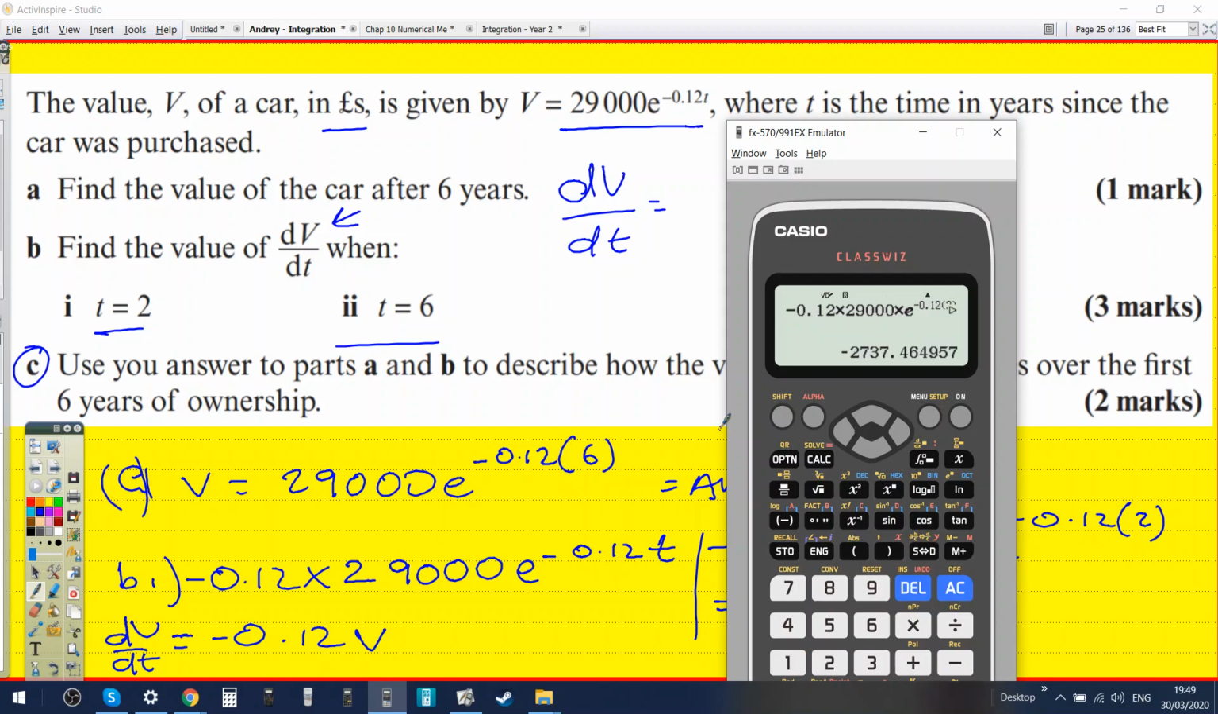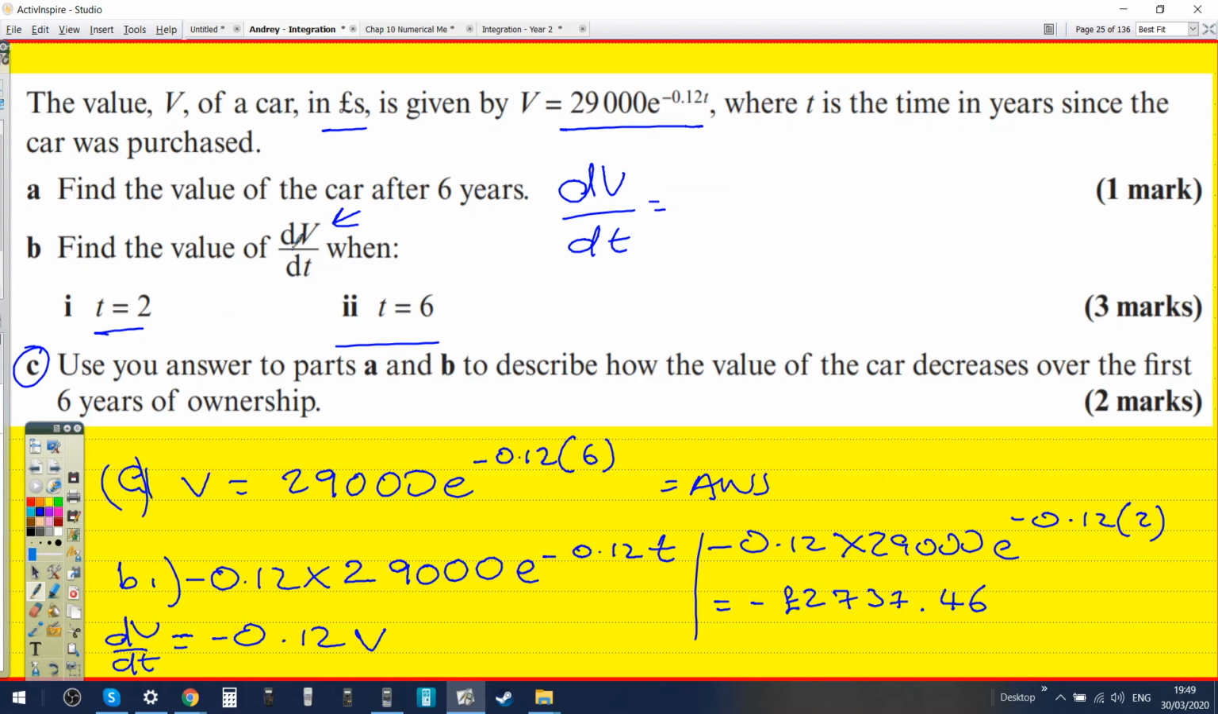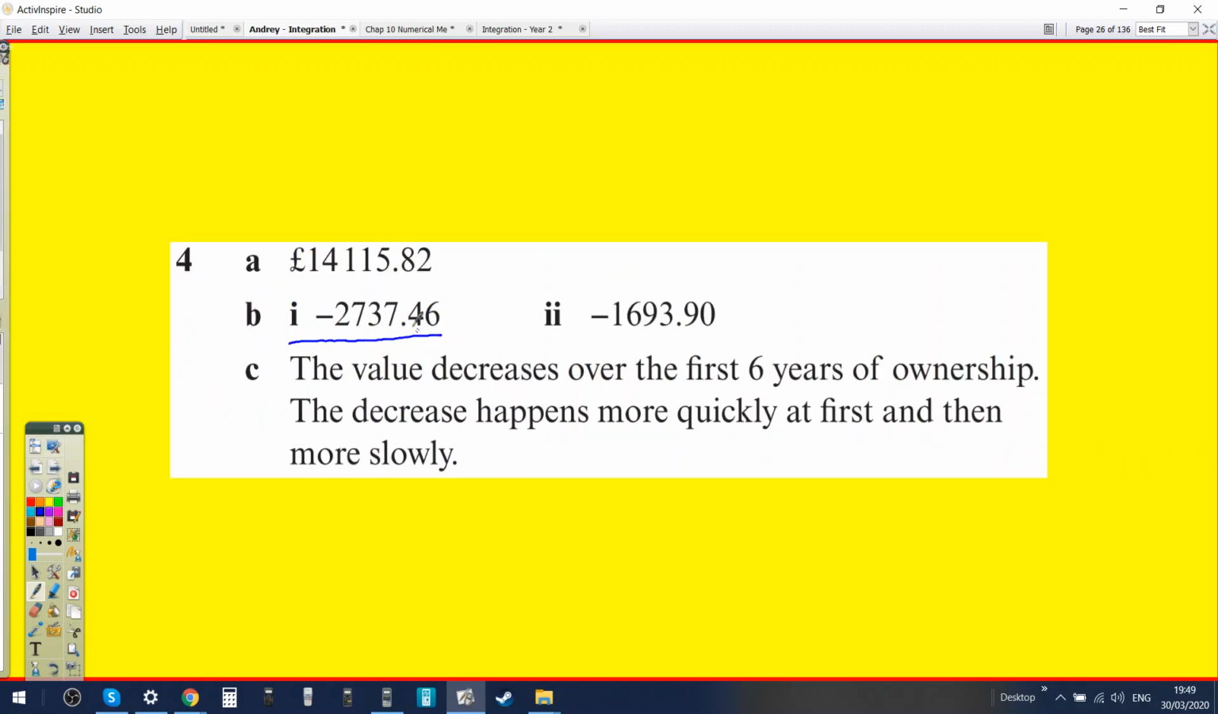Just want to see. So I've subbed in 2, and that's what you get, minus 2,700. Sub in 6, minus 1,700. The value decreases over the first 6 years of ownership. The decrease happens more quickly at first and then more slowly. No. My mistake, sorry. I was thinking of something else. This is for dV by dt. So that is the rate of decrease. So in the first 2 years, it goes down in price by 2,737. After 6 years, the rate of decrease is going down by 169,390 per year, and so the rate of decrease is decreasing over time, so it's kind of levelling out. Any questions there?